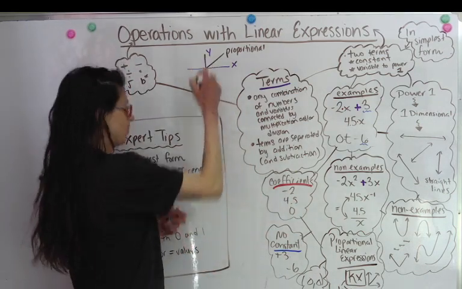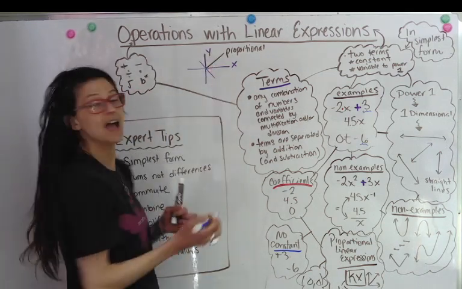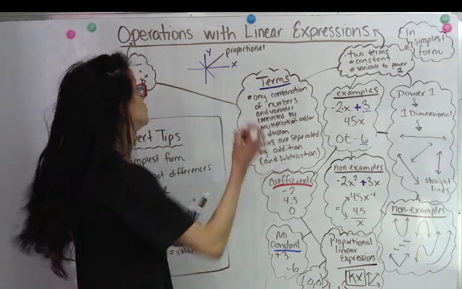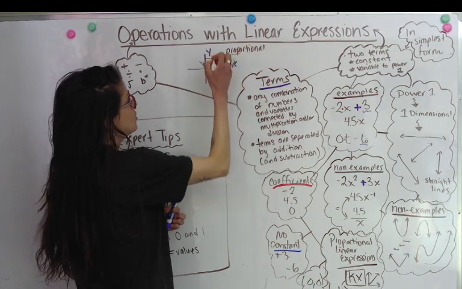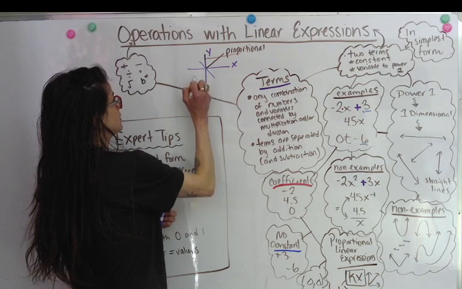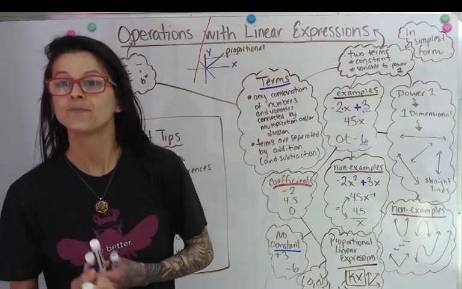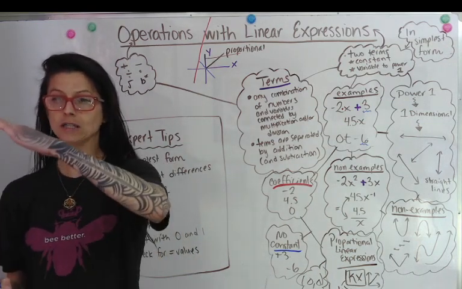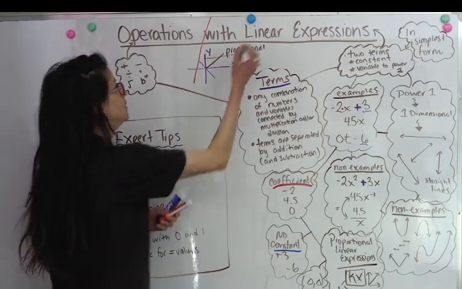We can have linear expressions that go downward. We can have linear expressions that don't start at 0. They don't start at the origin. They maybe start up here and they're shallow. We can have really, really steep linear expressions that intersect the y-axis way up high. So linear expressions are called linear because they make a line.